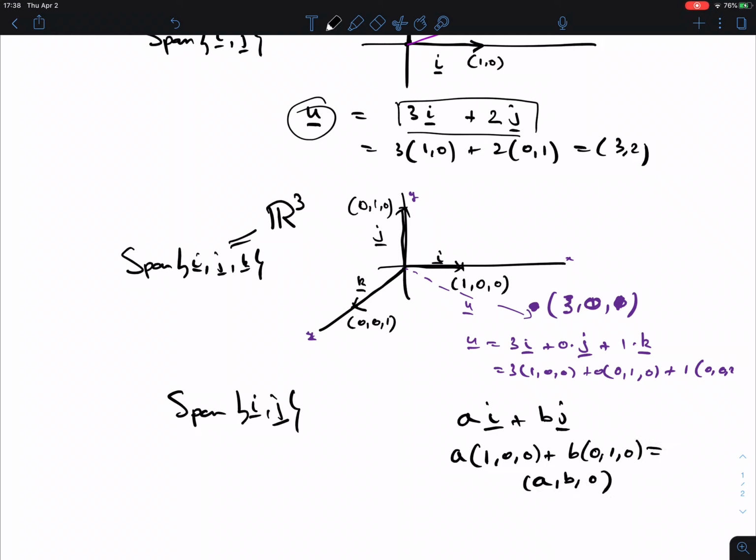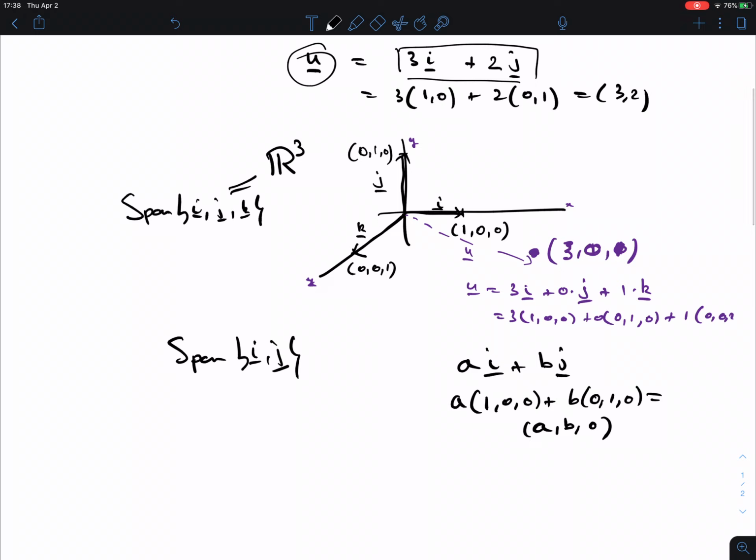So this is the endpoint of the vector. It's the same thing for us, right? If this vector lies in here, then its third coordinate must be 0. In other words, it's 0 on the z-axis. This tells me that this is the xy plane.